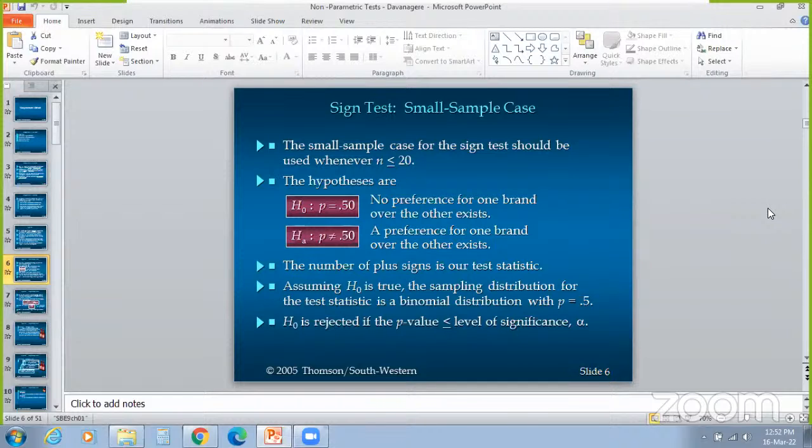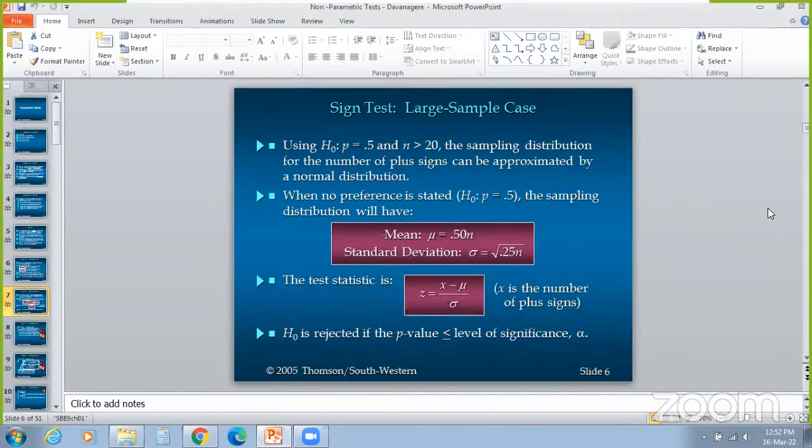Then we can also use the p-value. If the p-value is less than your assumed level of alpha, you have to reject the null hypothesis.